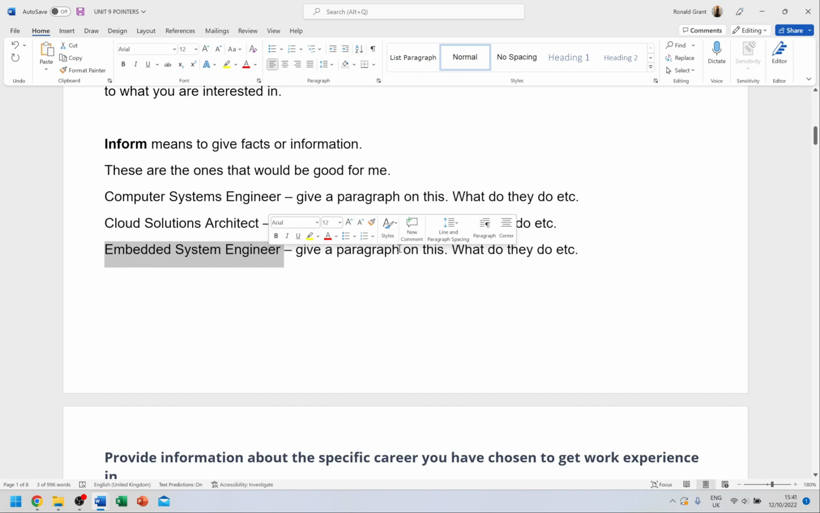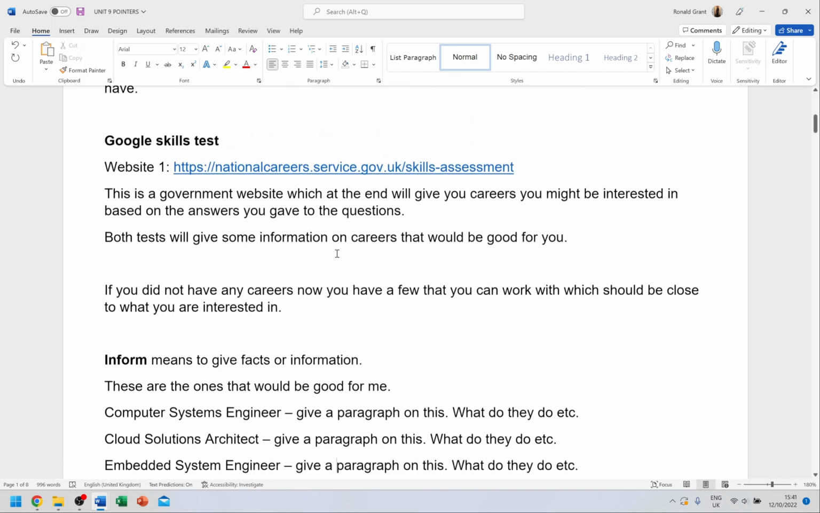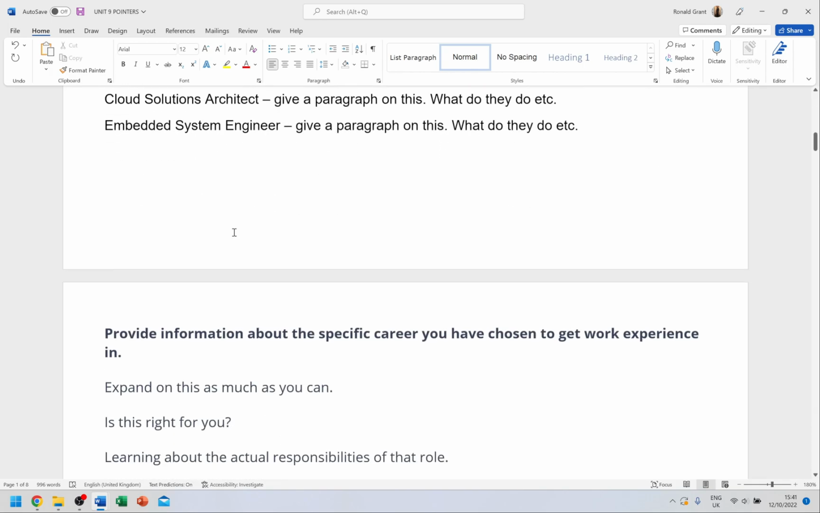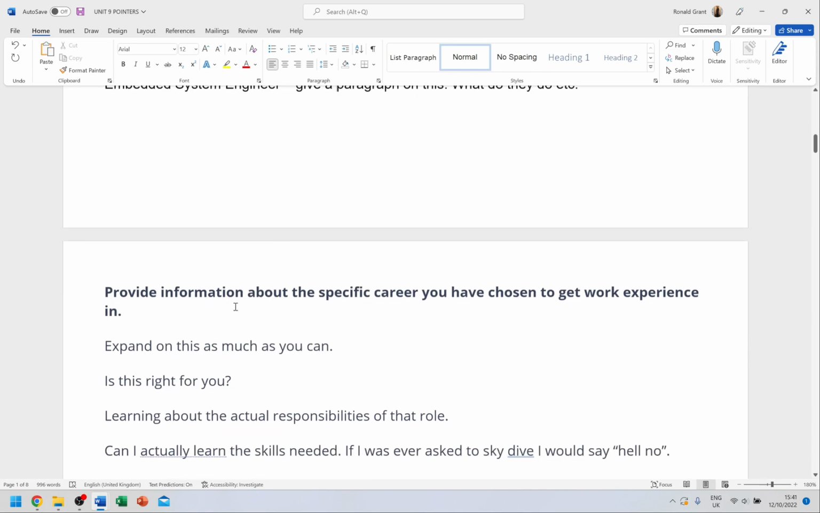And again, I'm going to keep repeating this, your job roles or career choices would come from either your skills test, your personality test, or just from what you know. I have students who've told me, my dad is this kind of engineer, my uncle is this kind of engineer, I want to be this kind of engineer instead, because maybe you have knowledge prior to doing the test, that's perfectly fine. So, provide information about the specific career you have chosen to get work experience in. Expand on this as much as you can.